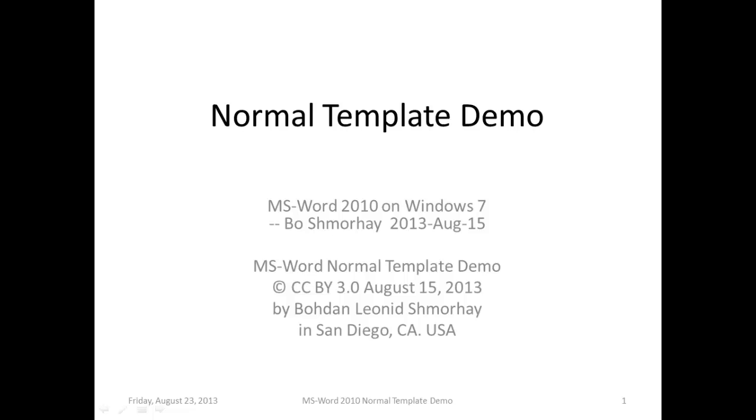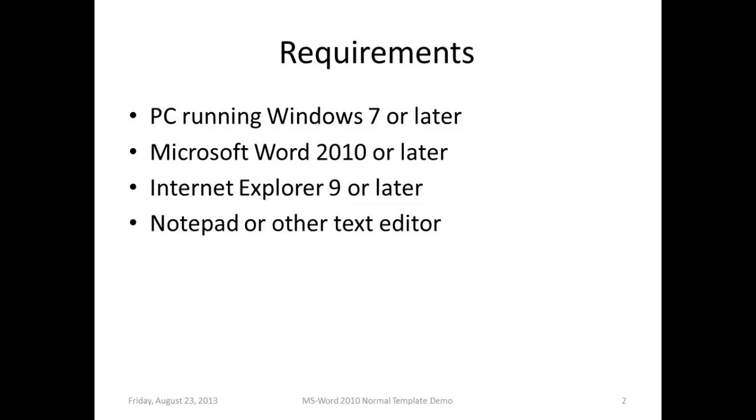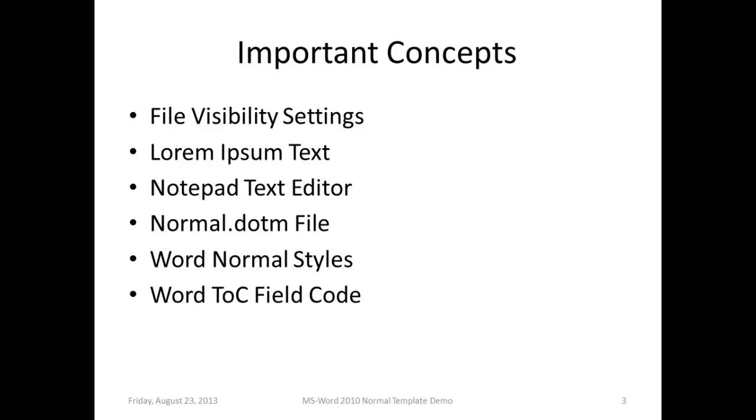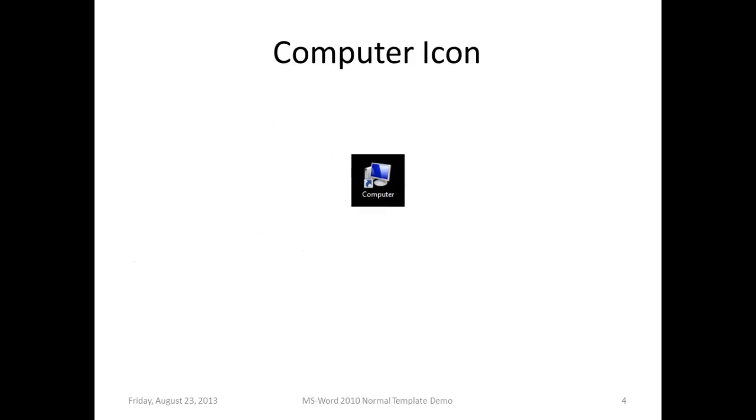This tutorial demonstration describes the ecosystem for the normal template used in Microsoft Word for styles. You'll need a PC running Windows 7 or later, Microsoft Word 2010, an Internet Explorer web browser, and Notepad or some other text editor. Things that we'll be covering will be file visibility settings regarding hidden folders and file type designations, lorem ipsum text, which is used for book design, the Notepad text editor and important settings within that, the Normal.m file itself, a few basic Word normal styles, as well as the table of contents field code.